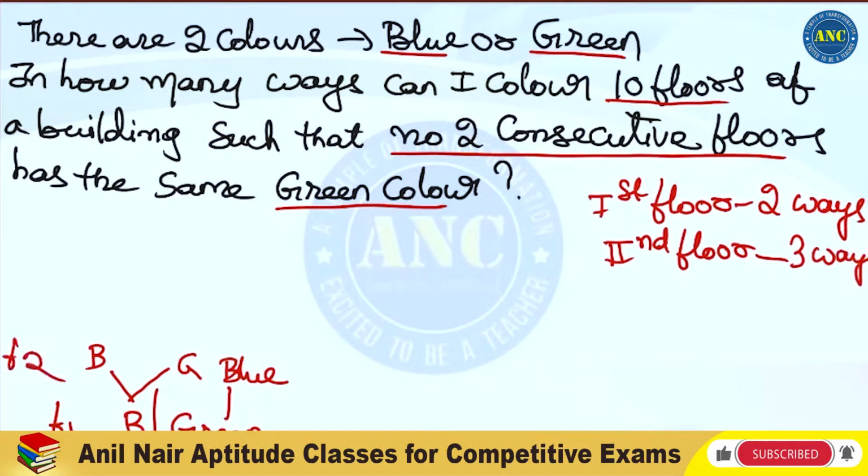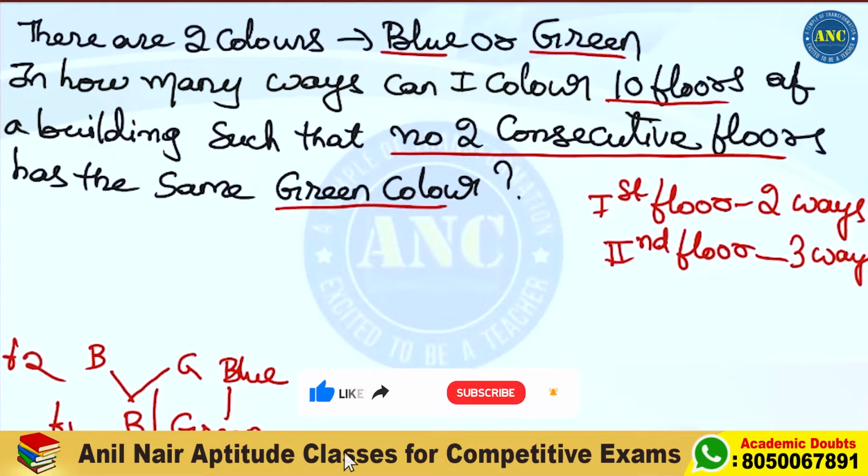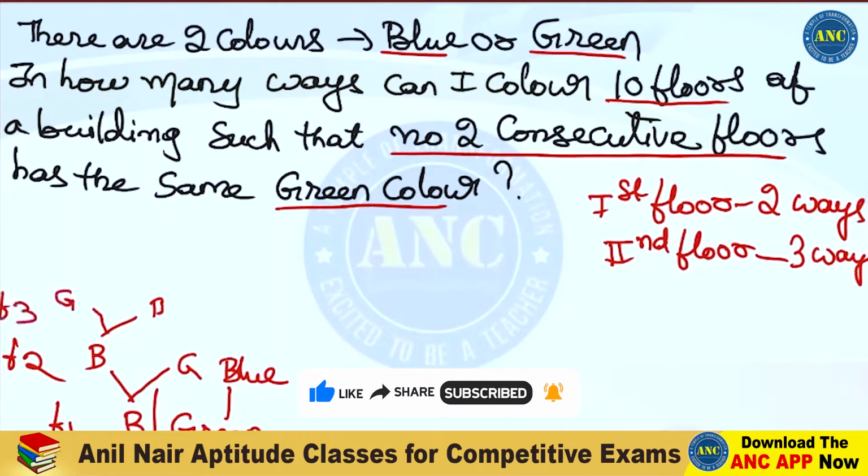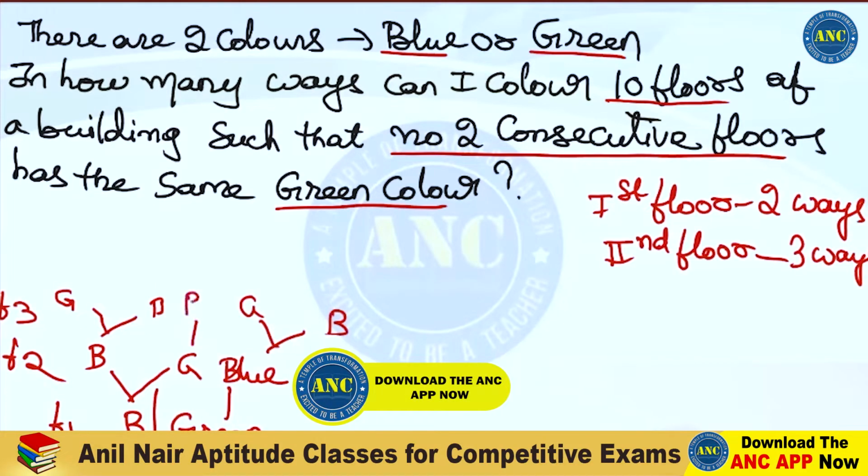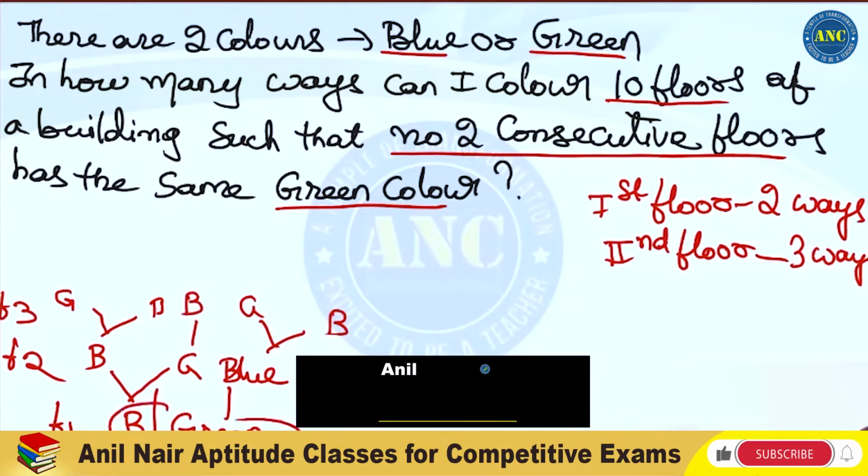If the floor before is blue, they can take 2 ways, green or blue. If the floor before is green, I will only get one other way, blue. So for the second floor, I can do blue and blue, blue and green, or green and blue. What did you observe? First floor 2 ways, I hope it is clear.